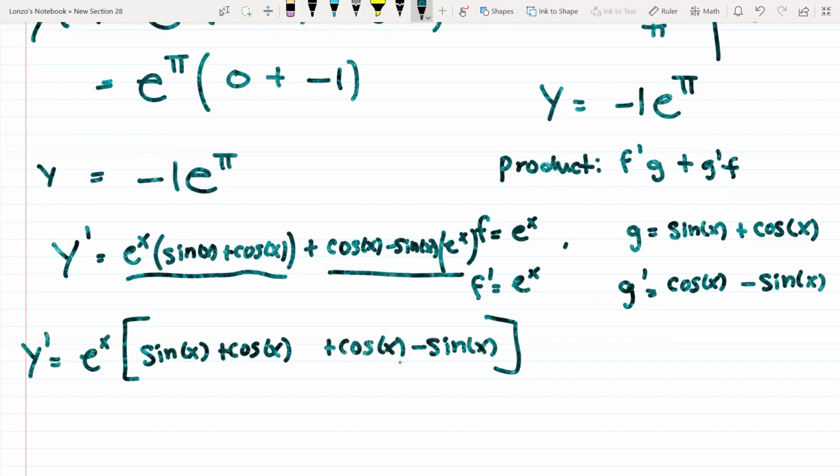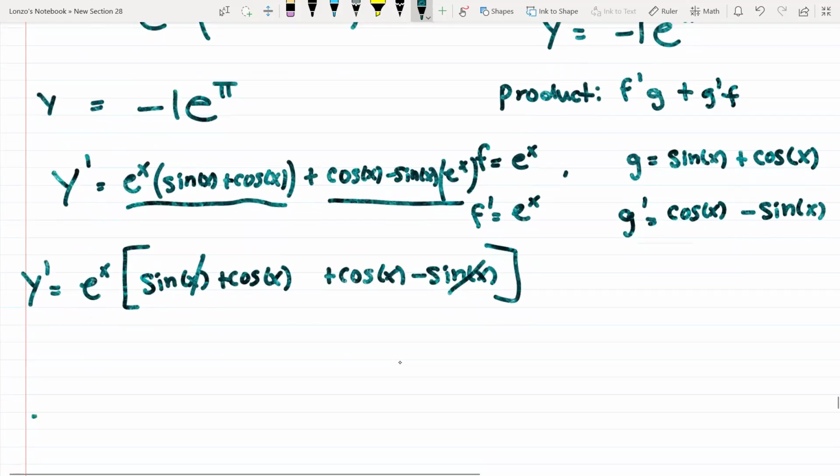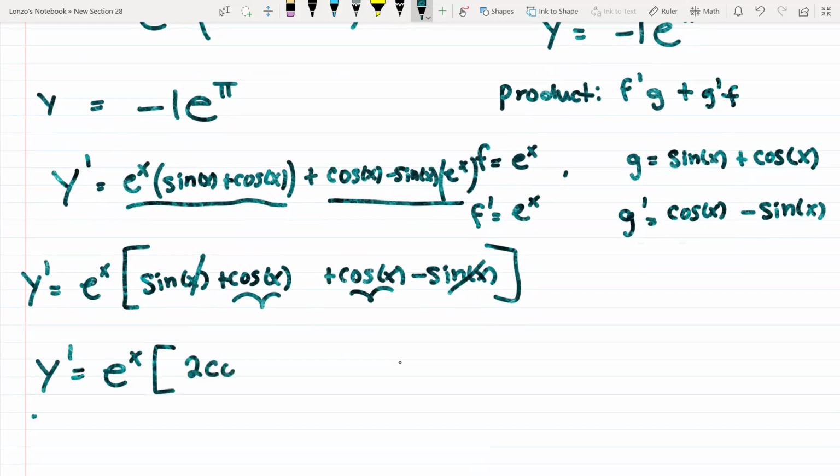Then what I would do is, inside the bracket, I think we can simplify. We can cancel the sine of x, right? And now we have one cosine of x and another cosine of x. So that is y prime equals e to the x, and then cosine of x plus cosine of x is 2 cosine of x.